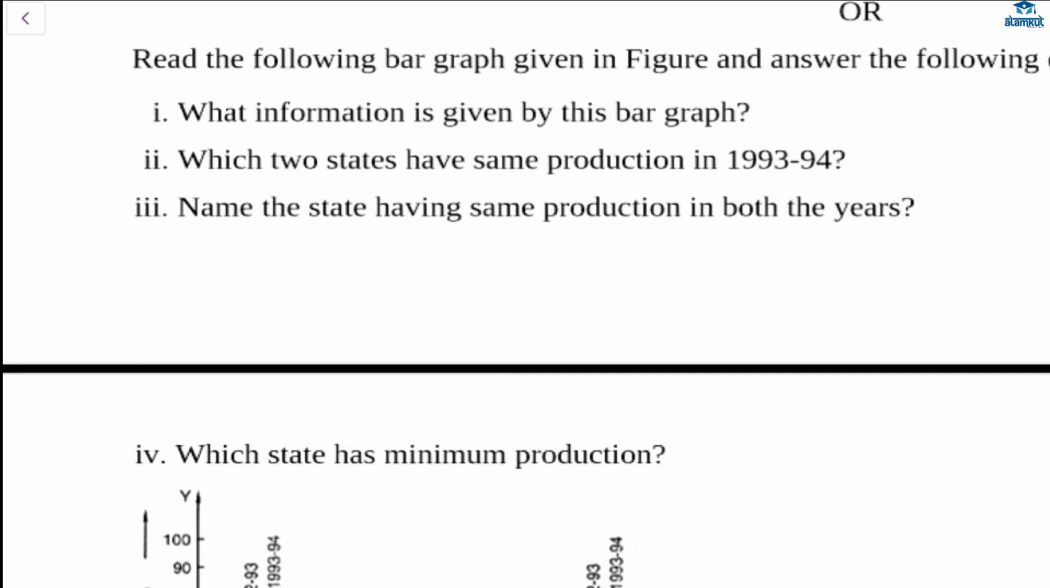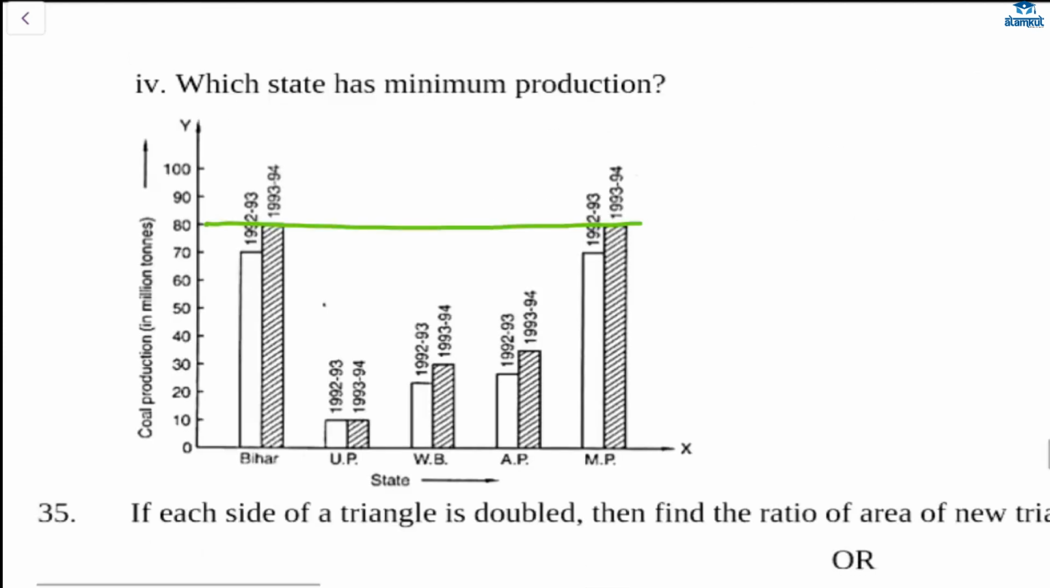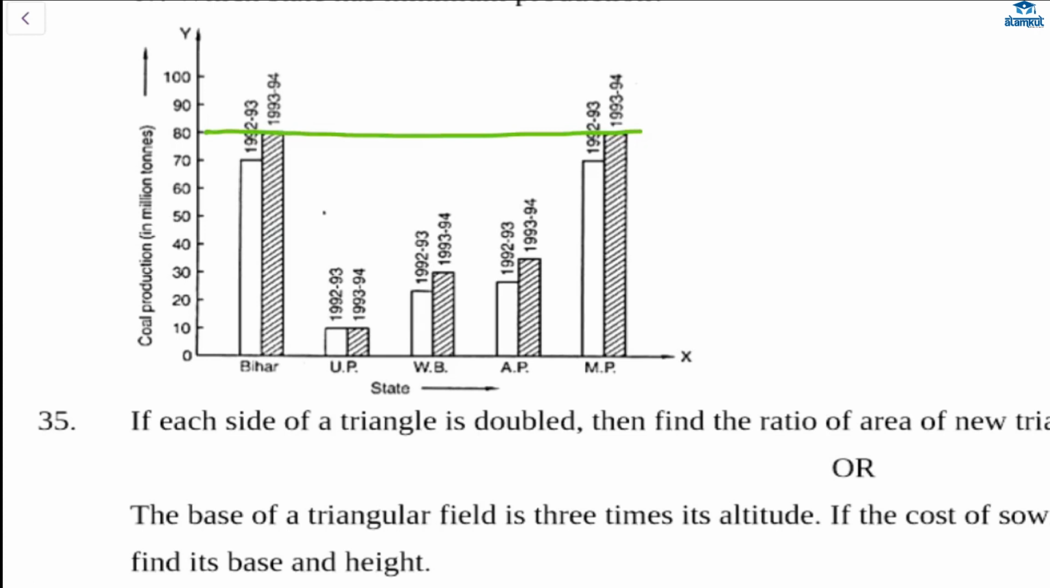Name the state having the same production in both the years. Okay, both the years. The state which is having the same production in both the years. Which state? Shazan, which state?